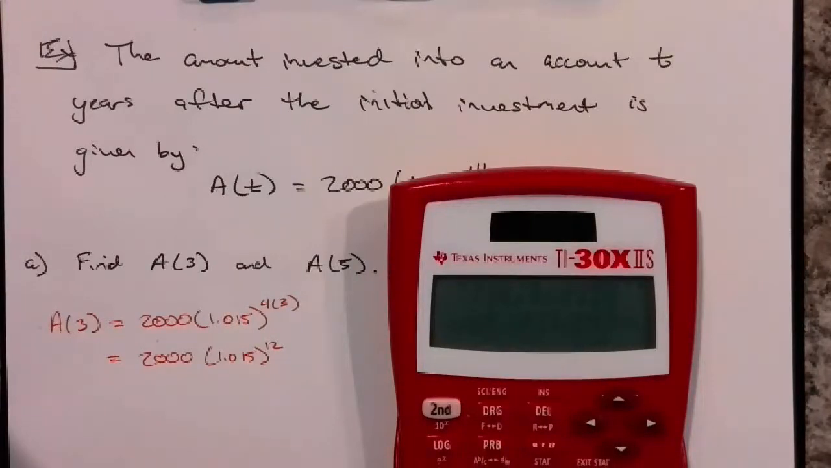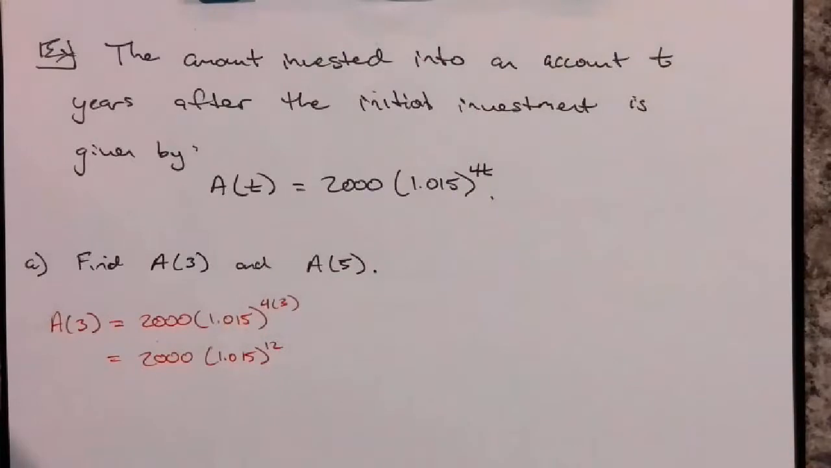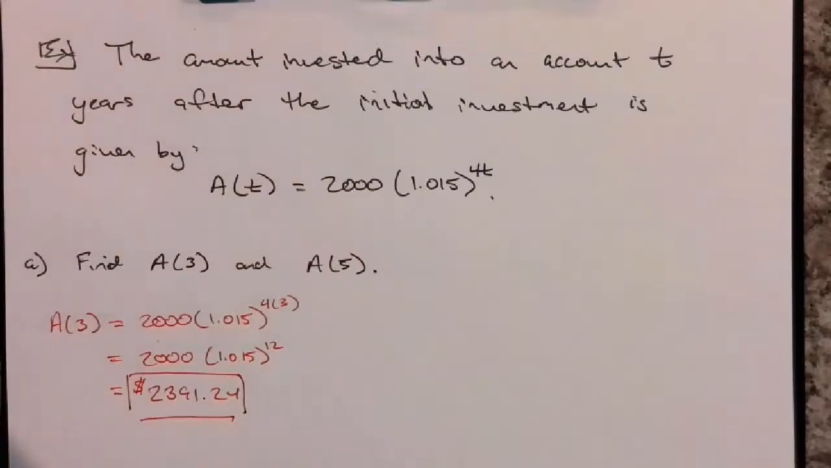We get 2,391.236. Remember, this is money, so I'm going to round that up to 0.24. So this is going to be equal to 2,391.24. This is dollars, remember. So A of 3 is, after 3 years, there's $2,391.24 in the account.